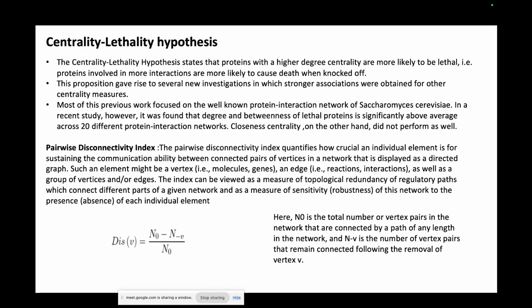The higher the fraction, the more robust your network is. So higher the fraction, what it means is, sorry, the lower the fraction, the more connected your network is.